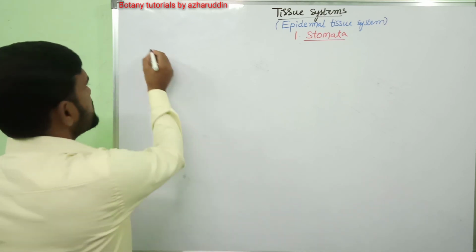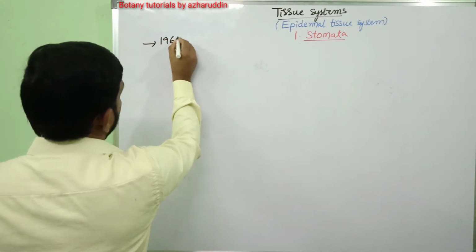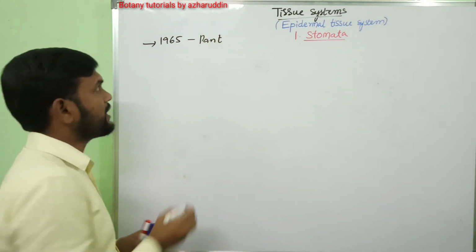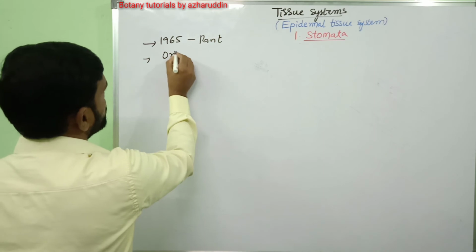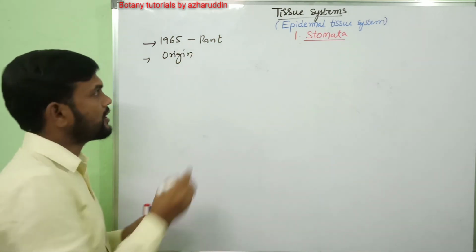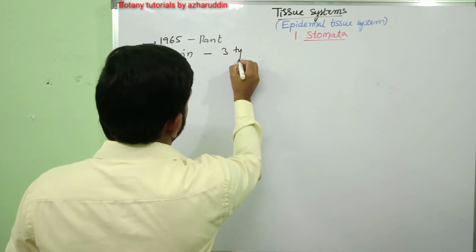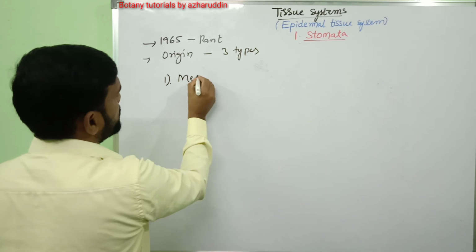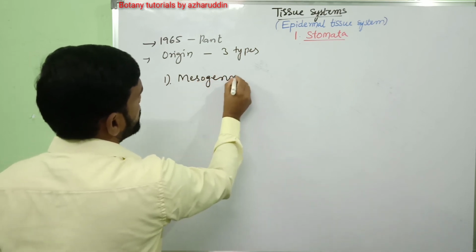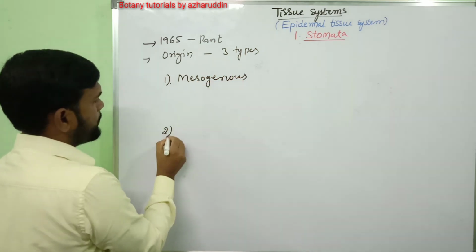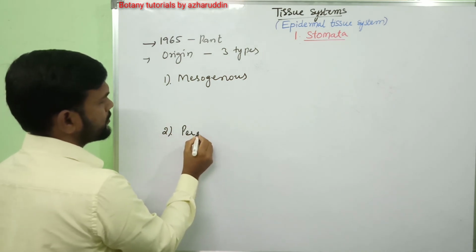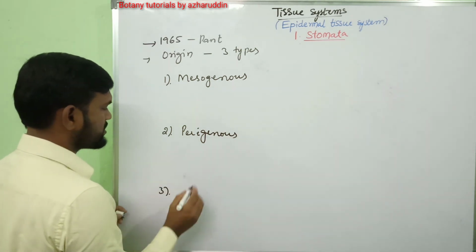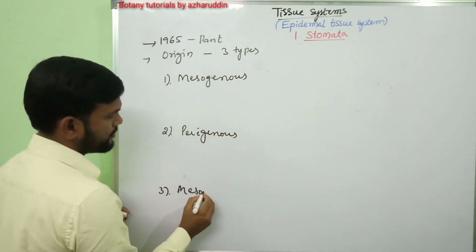In the year 1965, Pant classified the stomata into three types based on origin. He classified stomata into three types. They are: number one, mesogenous type, and second one is perigenous type, and third type of stomata is known as mesoperigenous type.